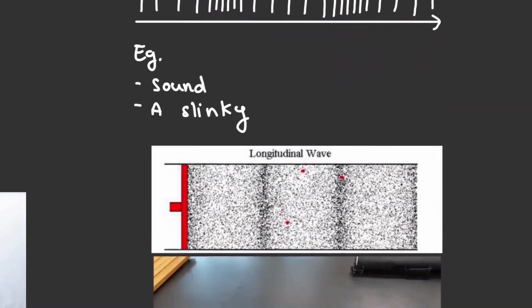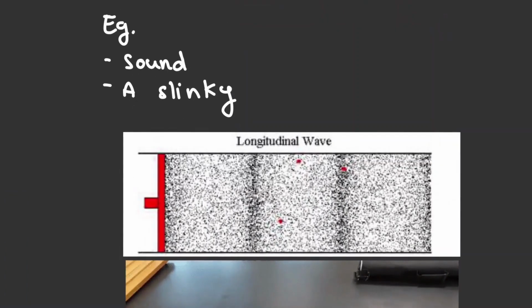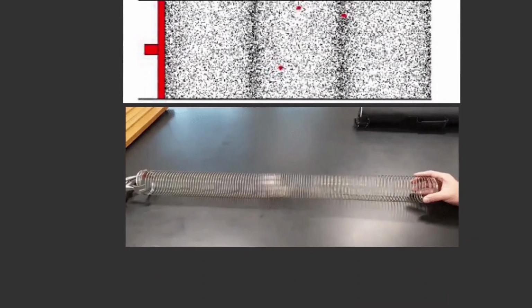So this diagram here represents a sound wave where the black dots are air particles. As you can see, these regions are the compressions and these regions are rarefactions. Same goes for a slinky here. As you can see here, the individual coils are very close together in a compression, and here they're very far apart in rarefactions.